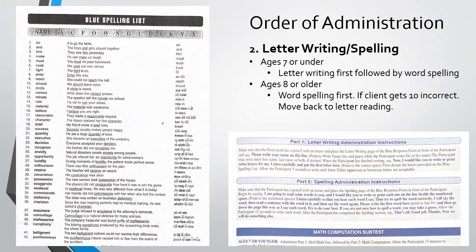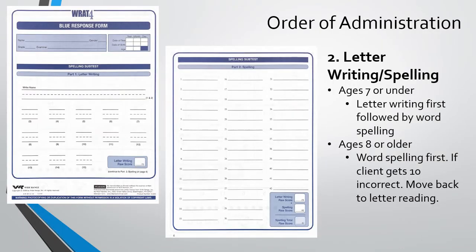However, if the client was able to get 5 correct before they missed 10 consecutively, then they will move on to the next subtest. These are the forms that you will hand your client for the letter and word writing subtest.